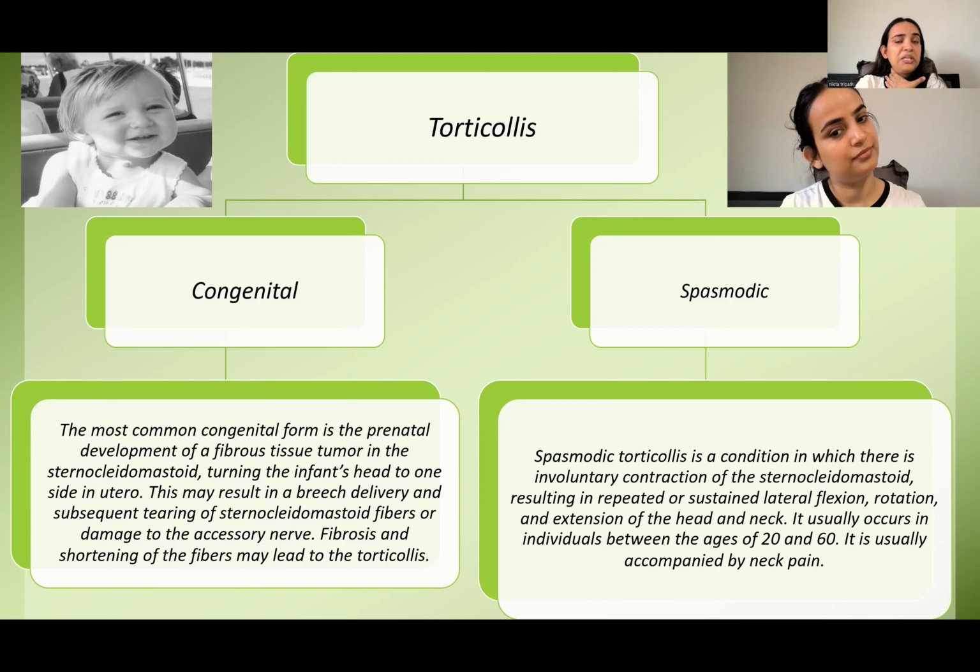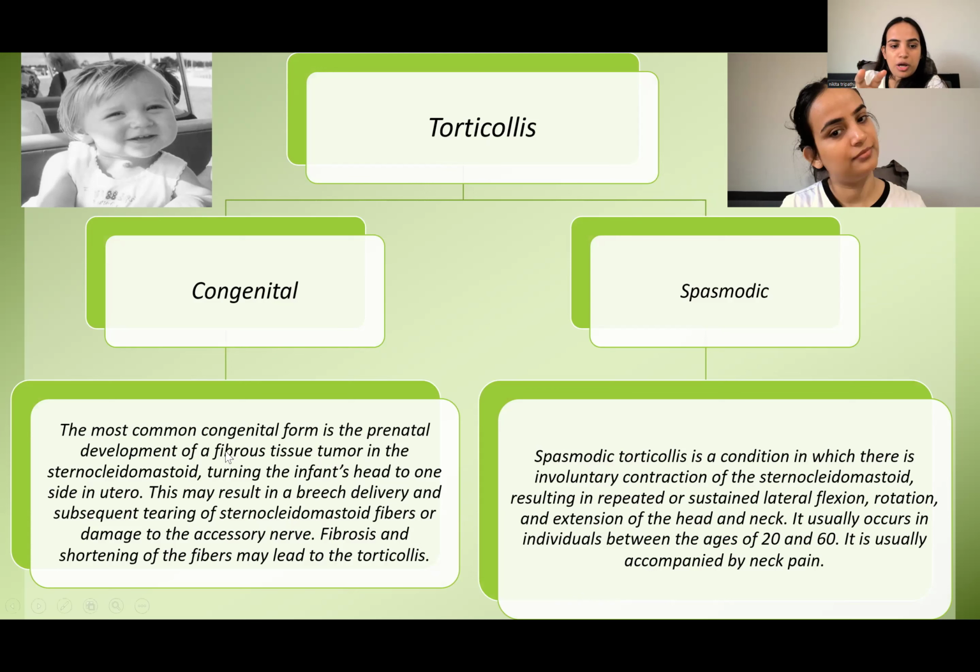People have neck pain. They are not able to turn their neck. Even while driving, they are not able to see the side mirror or rear mirror, to see objects like this. They are in severe pain. They are not able to move their neck like this. So that is all about spasmodic torticollis. Now the next is congenital torticollis.